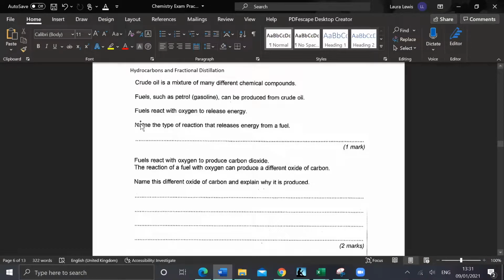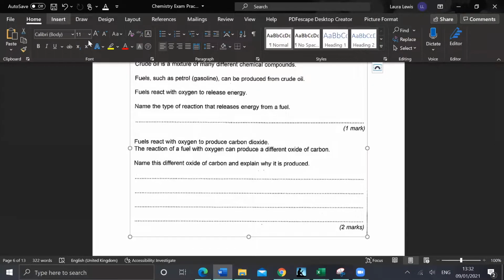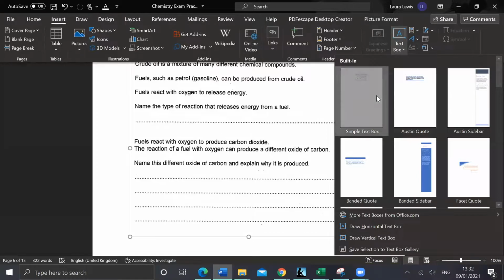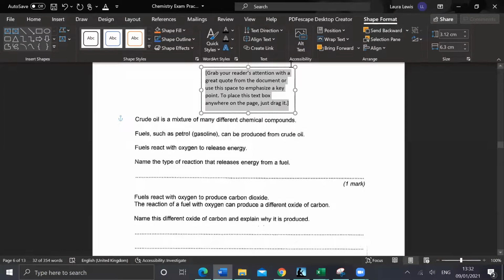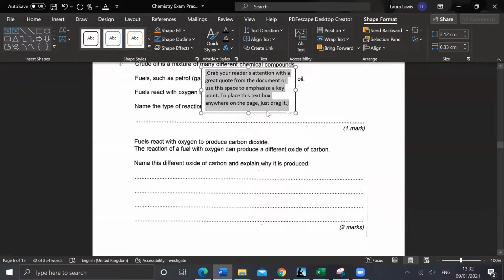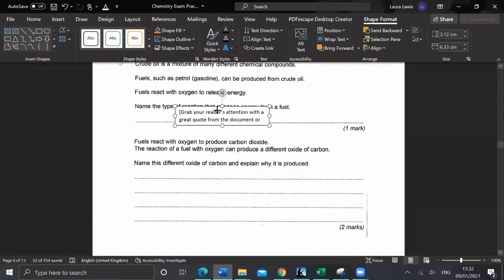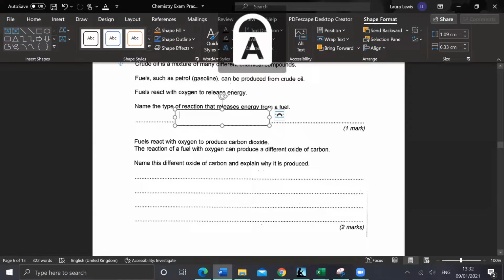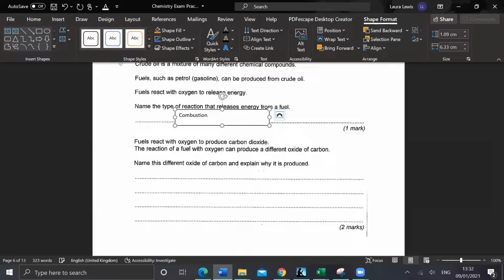Fuels react with oxygen to release energy. Name the type of reaction that releases energy from a fuel. You may think that's a complicated answer, but it's not. What that really means is how you actually get energy from the fuel. What you do is you burn it, don't you? What we call that in science is combustion. So one mark, it needs one word: combustion.